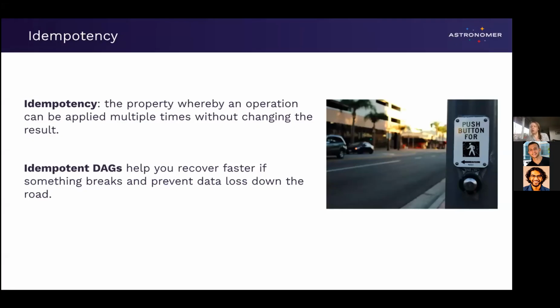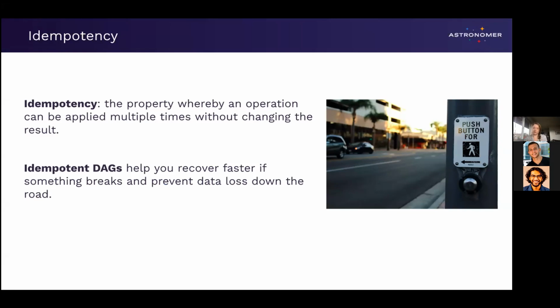Okay, so our first best practice here isn't actually specific to Airflow, but rather applies to all data pipelines, and that's idempotency. In general, idempotency is the property where an operation can be applied multiple times without changing the result. So if you think of a crosswalk, no matter how many times you push the walk button, the same result is going to happen, as much as that might frustrate impatient people like myself.